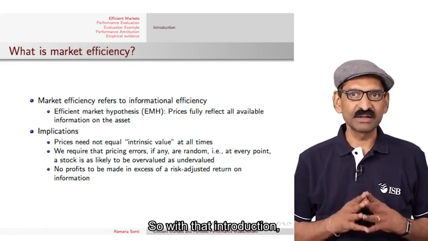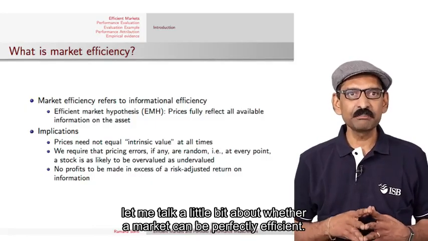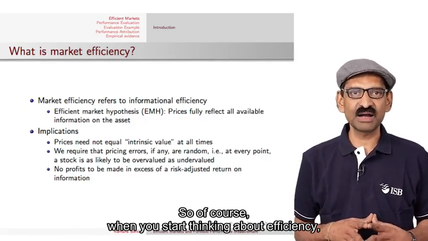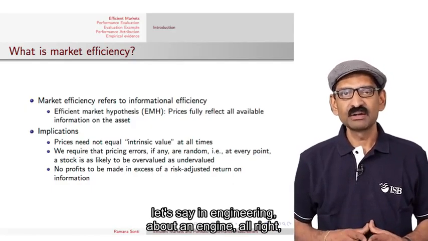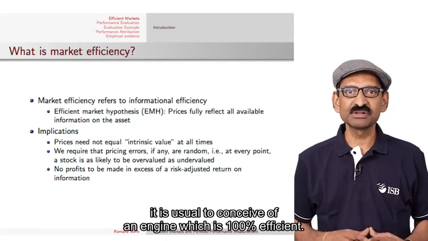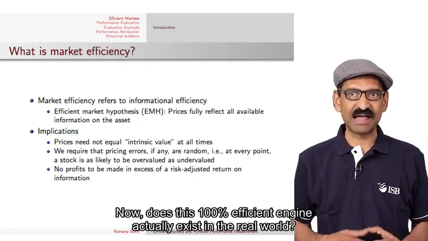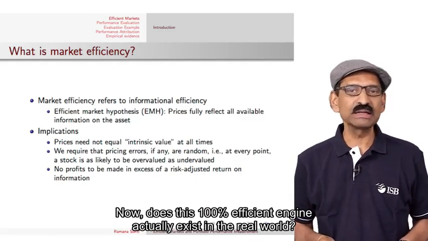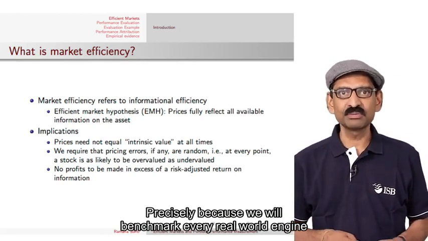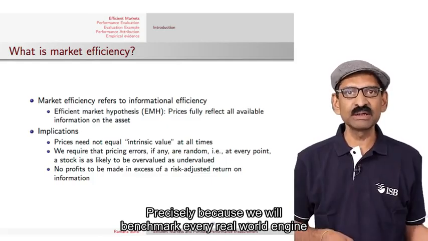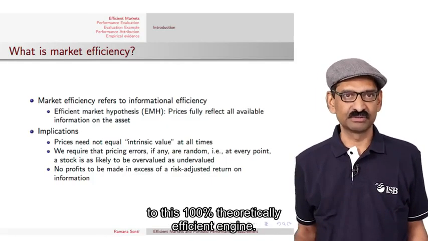So with that introduction, let me talk a little bit about whether a market can be perfectly efficient. When you start thinking about efficiency, let's say in engineering, about an engine, it is usual to conceive of an engine which is 100% efficient. Does this 100% efficient engine actually exist in the real world? The answer is no. But then why do we need that benchmark? Precisely because we will benchmark every real world engine to this 100% theoretically efficient engine.